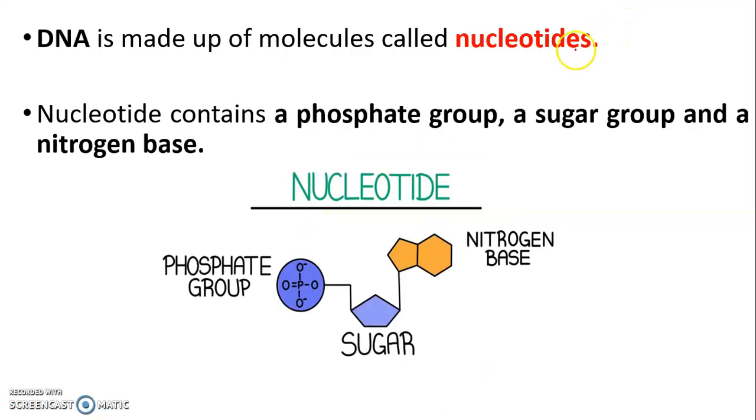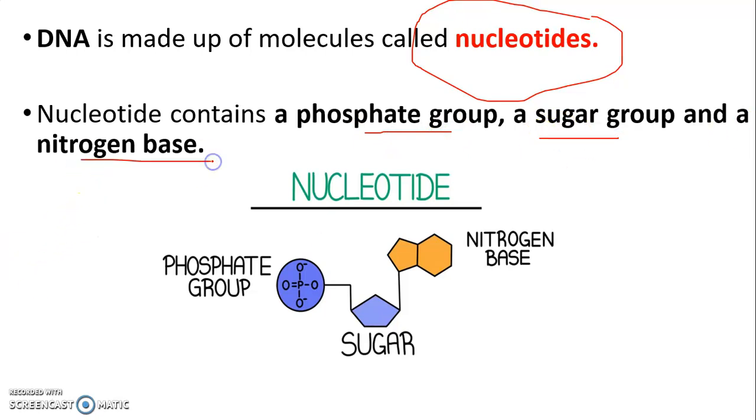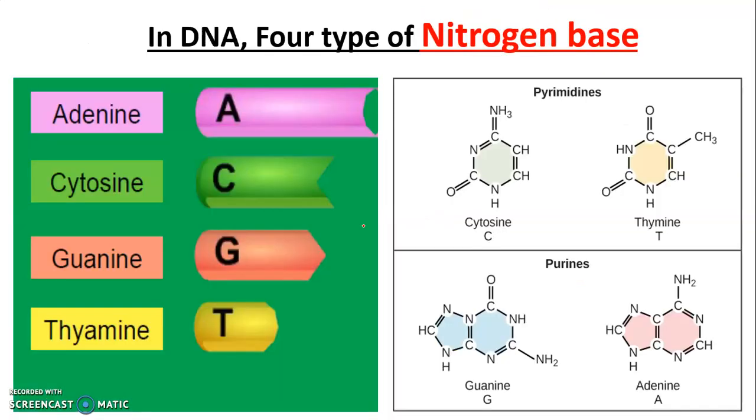DNA is mainly made up of nucleotides, and each nucleotide contains three structures. The first is the phosphate group, the second is the sugar, and the third is the nitrogen base. These three are combined together and make one structure. It's called the nucleotide. In this you can see the phosphate group, the sugar, and the nitrogen base. These three are combined together and make one structure, called the nucleotide.